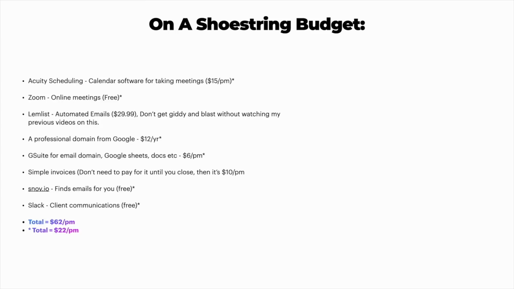Now, if we take a look at the bottom here, that's actually a total of $62 per month. That's for everything I've just put on the slide. However, if you look below that, there's another total with the asterisk, and that's just everything that has an asterisk next to it, which is your bare minimum of what you should definitely be paying for. Again, you can take a look at what I put, which is the Acuity scheduling, your professional domain, your G Suite, and that's basically it. So that's $22 per month.